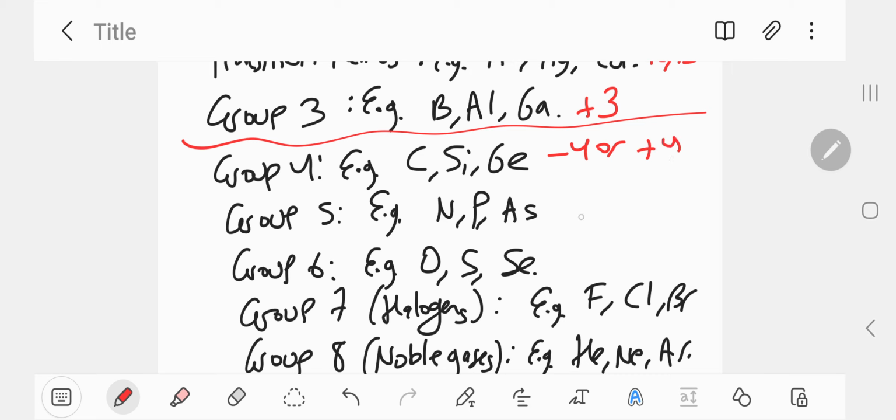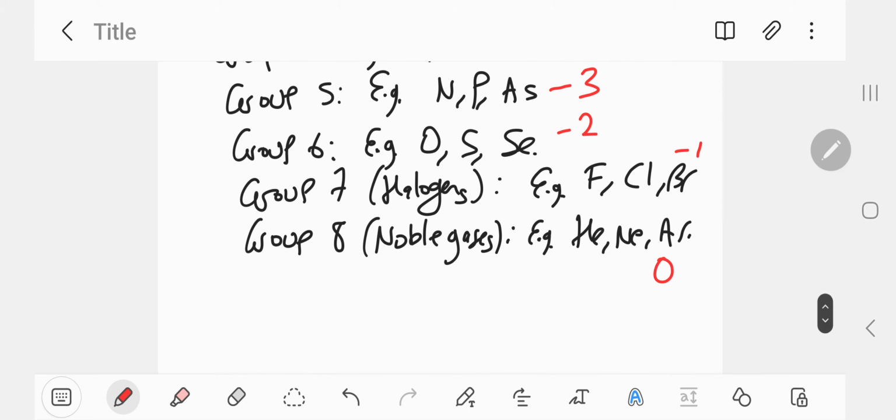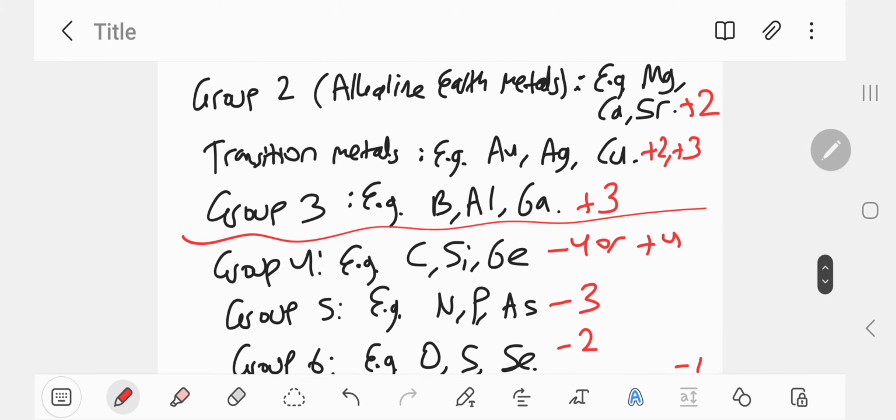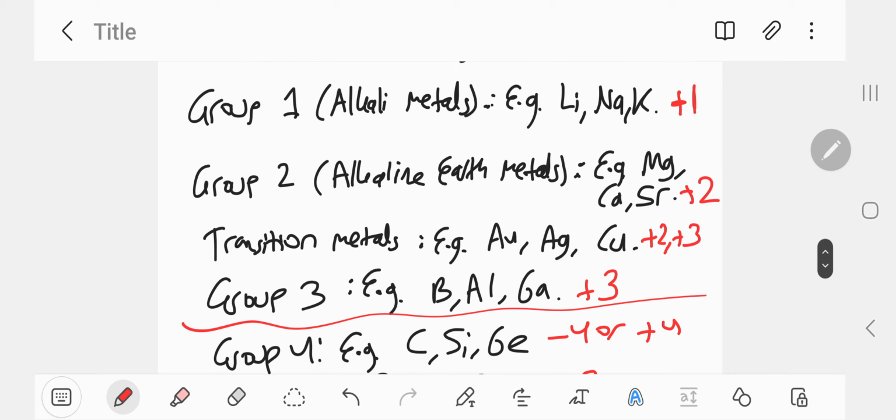Group 5 is -3. Group 6 is -2. Group 7 is -1. And group 8 is 0. Let me explain what this all means.